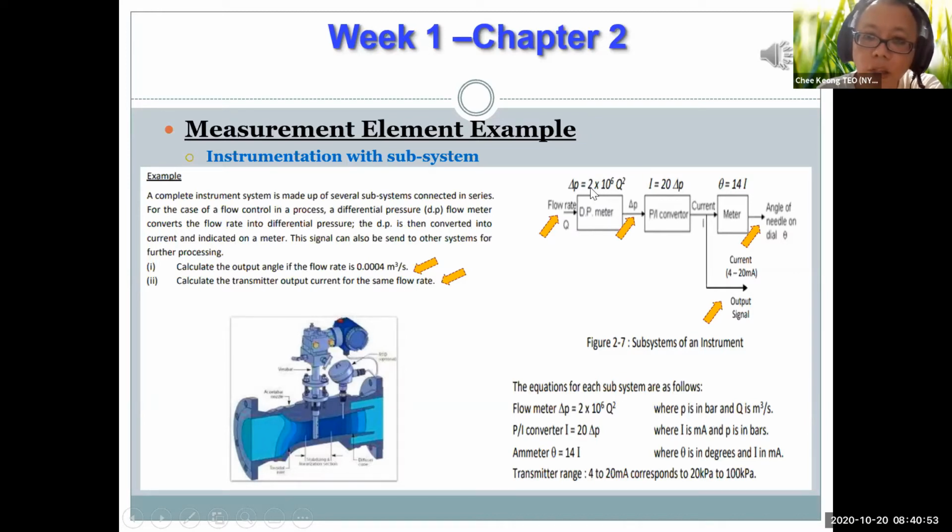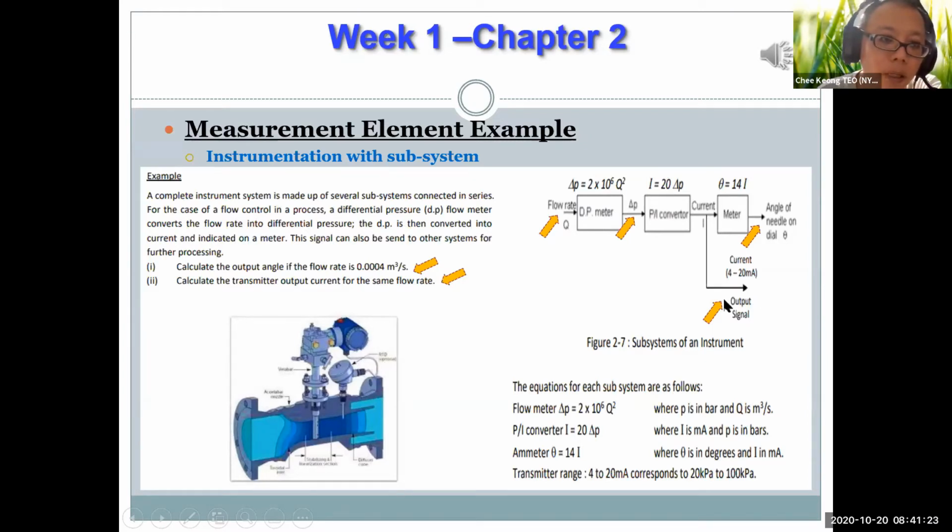And the formula given for delta P is 2 times 10 to the power 6 Q squared. And then when the delta P is presented here, it is again converted into current, and the formula for the current is I equals 20 delta P. So put in 20 times delta P, you get current. And then current going into here, 14 times I will give you theta. So the deflection angle is actually 14 times the current. And then of course the current itself is directly being pumped out here as the output current.